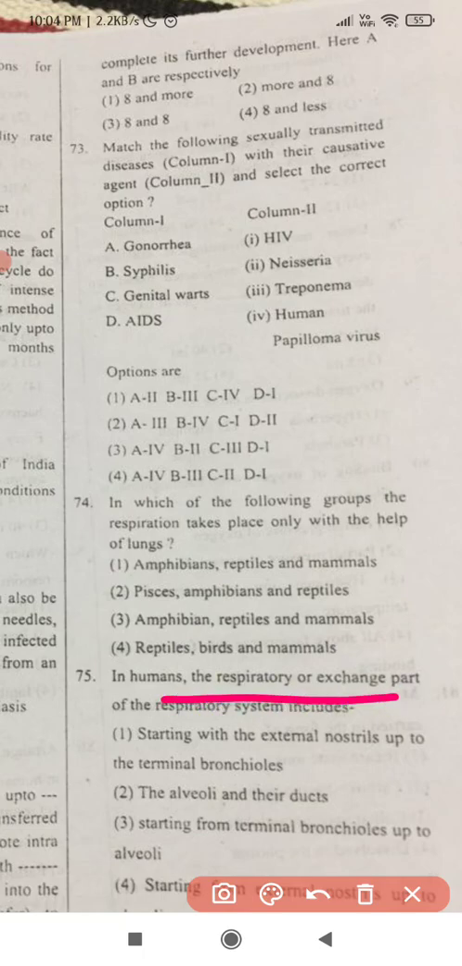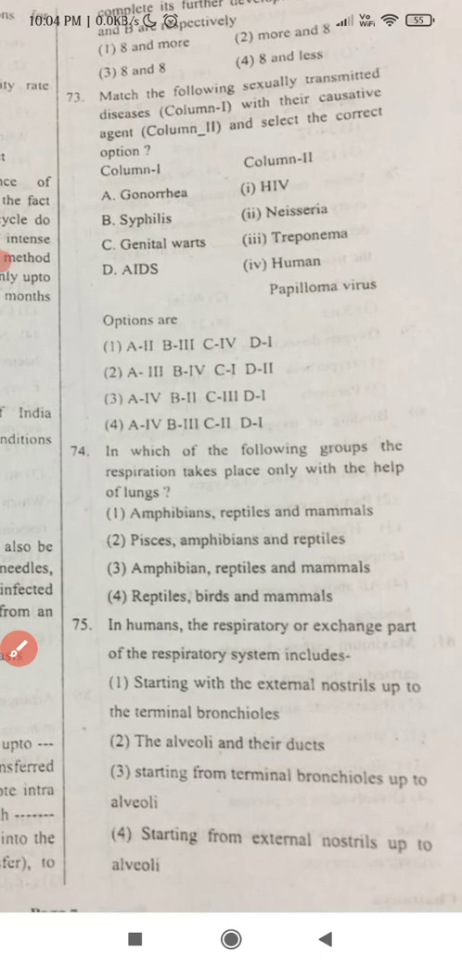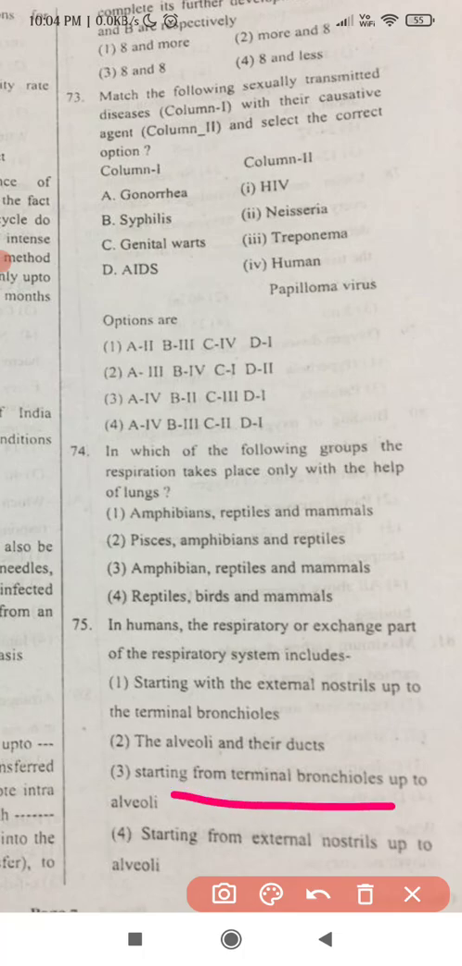In humans, the respiratory or exchange part of the respiratory system includes, starting with the external nostrils up to the terminal bronchioles. Terminal bronchioles. The alveoli and the ducts. Starting from terminal bronchioles up to the alveoli. Starting from external nostrils up to the alveoli. So the correct option is the alveoli and the ducts.